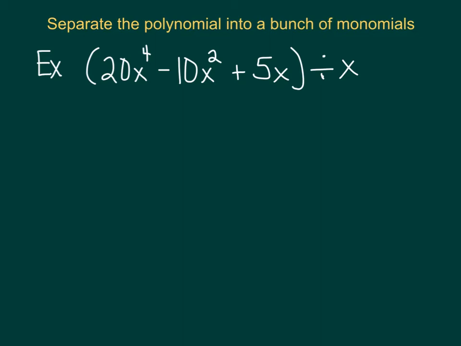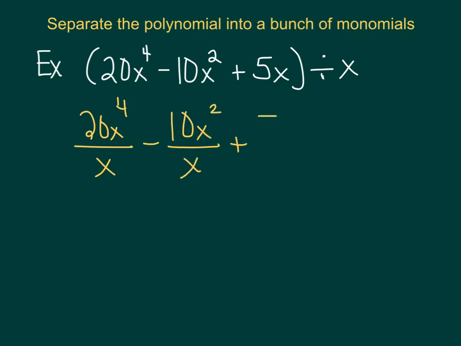So, for starters, I'm going to write everything that I see in parentheses with the x over it. So I have 20x to the fourth divided by x, minus 10x squared divided by x, plus 5x divided by x. So now what I've done is I've taken this big problem and I've cut it into small exponent rule problems, because we know in exponent rules we subtract our like terms, okay?